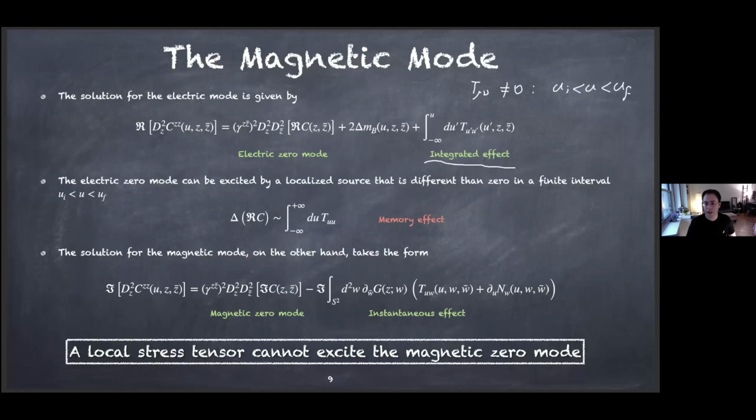If the stress tensor extends all the way to minus infinity, we have an extended infinite source. But the localized source takes this form.